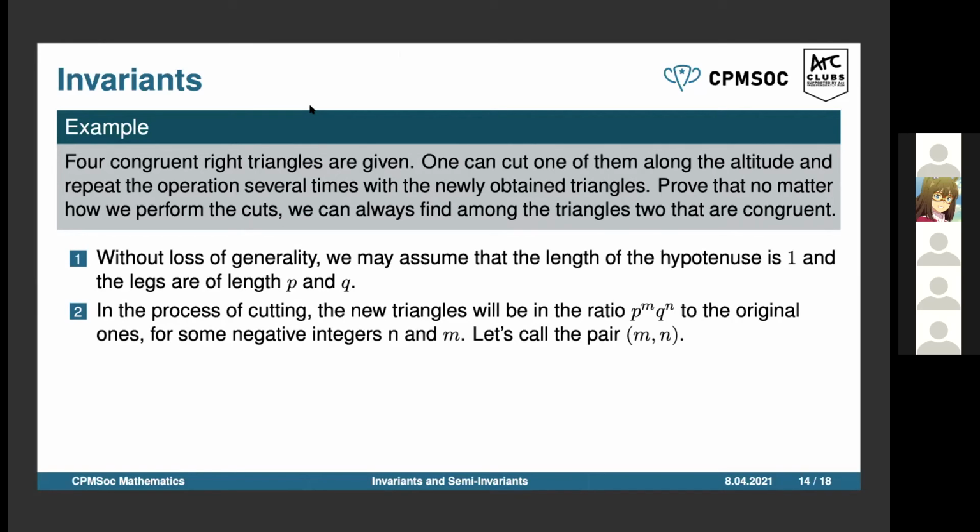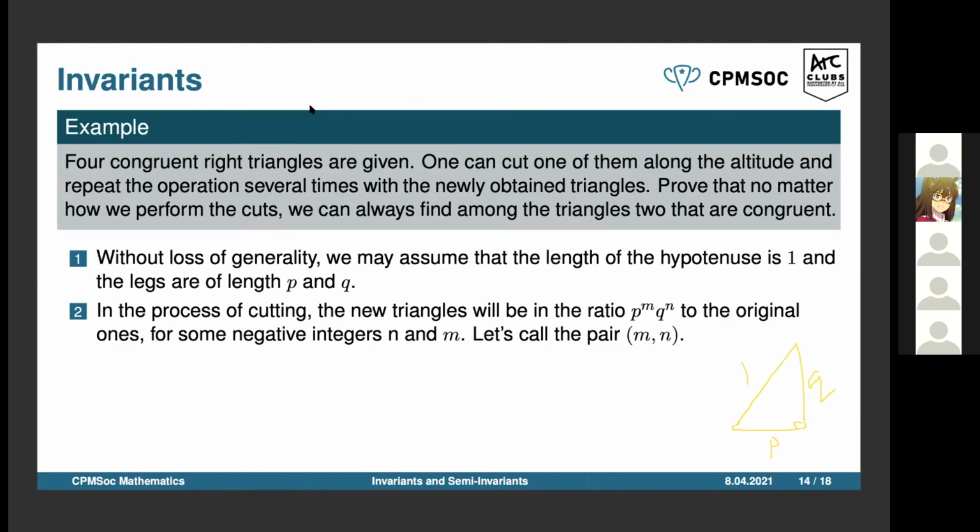All right, so to start, without loss of generality, we may assume that the length of the hypotenuse is 1 and the legs are of lengths P and Q. So I'll just draw it real quick. Here, this is one of the triangles. So you have hypotenuse 1 and legs P and Q, just to visualize.